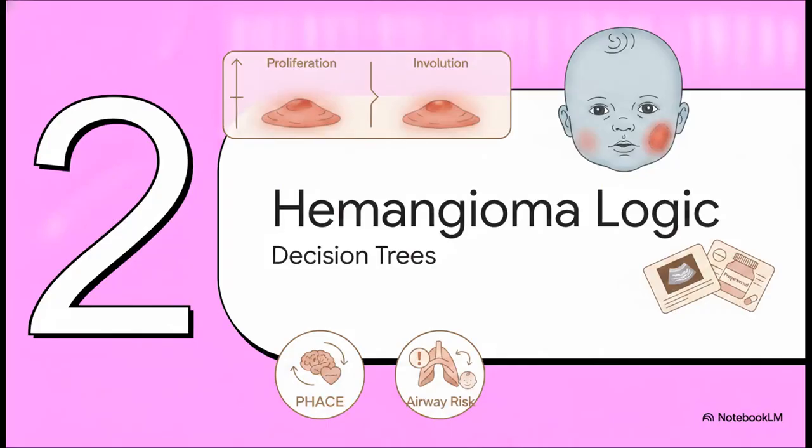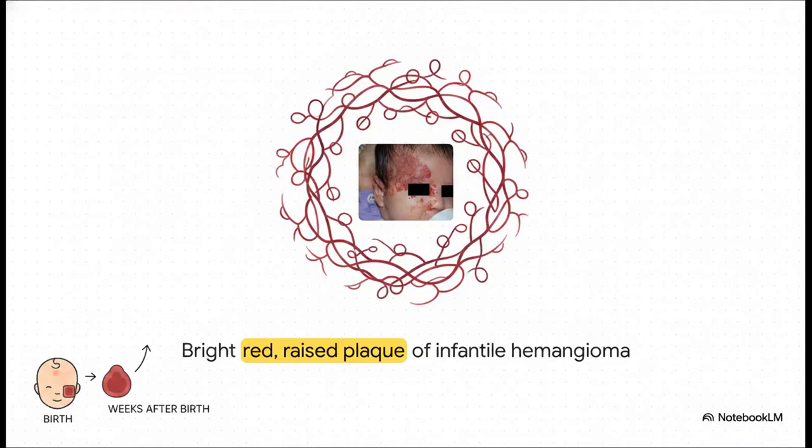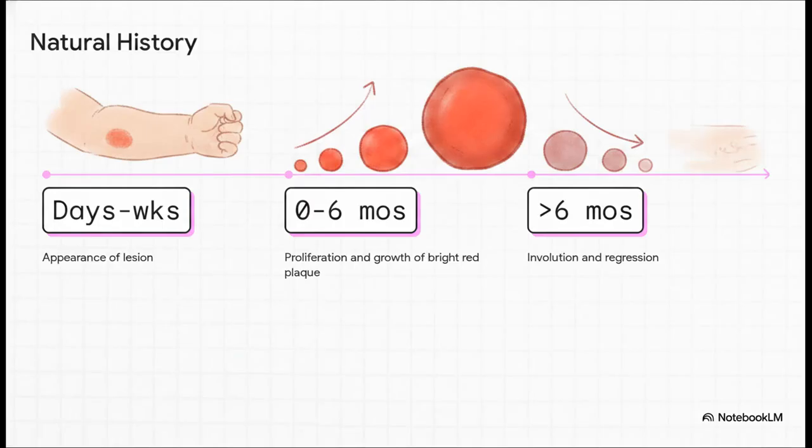Section 2. Infantile hemangioma decision logic. Infantile hemangiomas present as bright red, soft, raised plaques, very often located on the face. Unlike congenital dermal melanocytosis or nevus flammeus, these do not show up immediately at birth. Instead, the timing is distinct. They appear days to weeks after birth. From 0 to 6 months, they go through a rapid proliferation and growth phase. Then, after 6 months, they enter a phase of involution and gradual regression. Because of this natural history, for most of these, the correct management is simply observation.